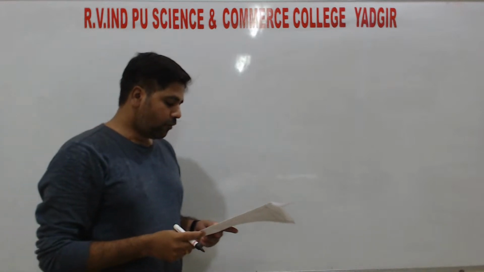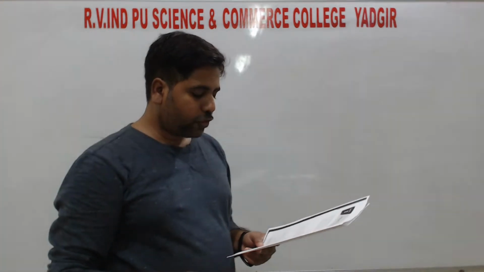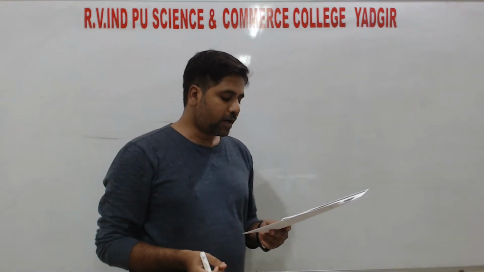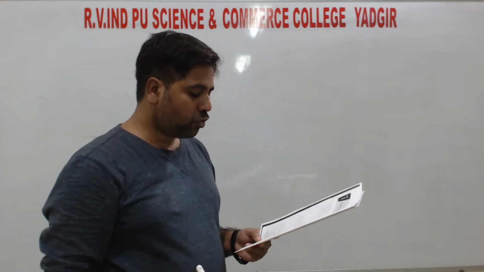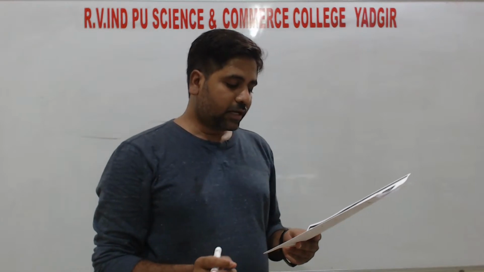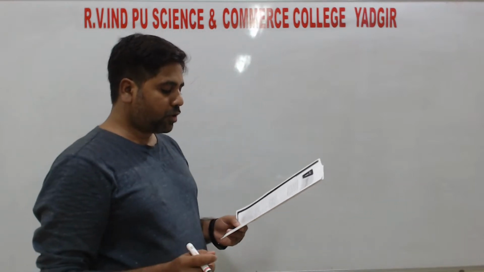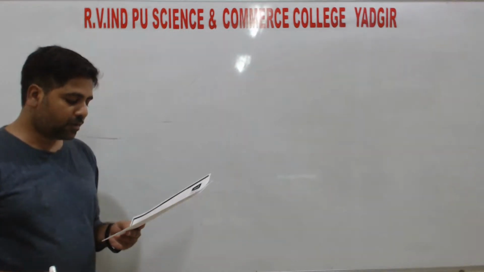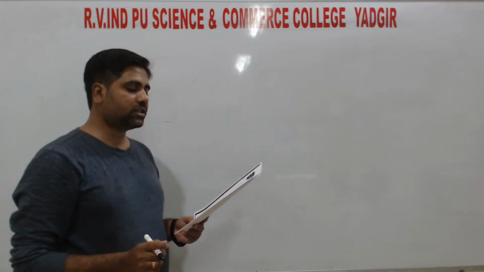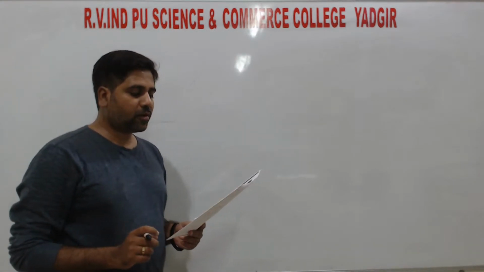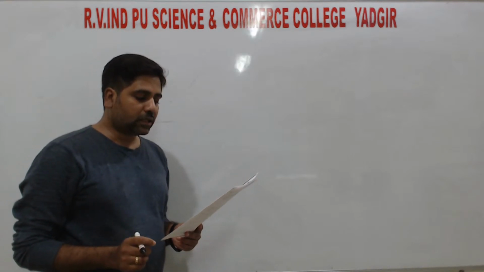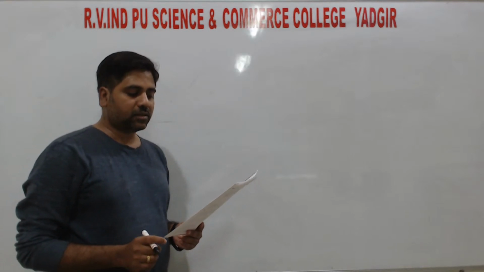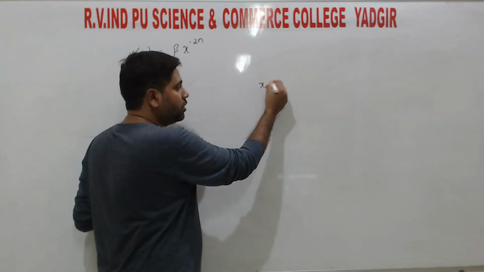So next, fourth question: a particle of unit mass undergoes one-dimensional motion such that its velocity varies according to v of x equals beta into x power minus 2n, where beta and n are constants and x is the position of the particle. The acceleration of the particle as a function of x is, that is displacement.